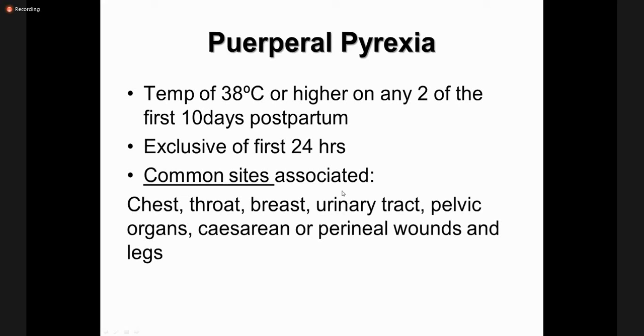The common sites associated with the pyrexia: the fever can be due to chest problems, throat problems, breast problems or urinary tract infections, any pelvic organ problems, cesarean and perineal wounds, like an episiotomy or a cesarean scar, and legs, like DVT. In these conditions the patient can also develop pyrexia.